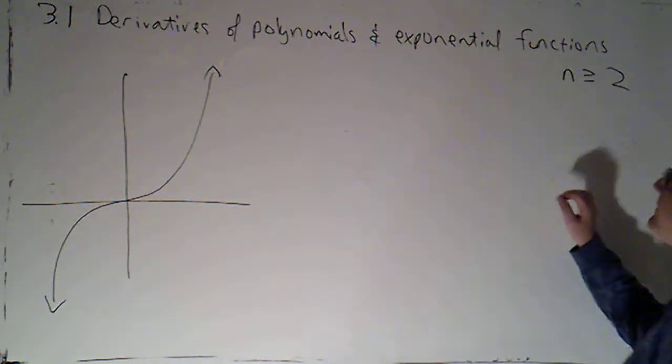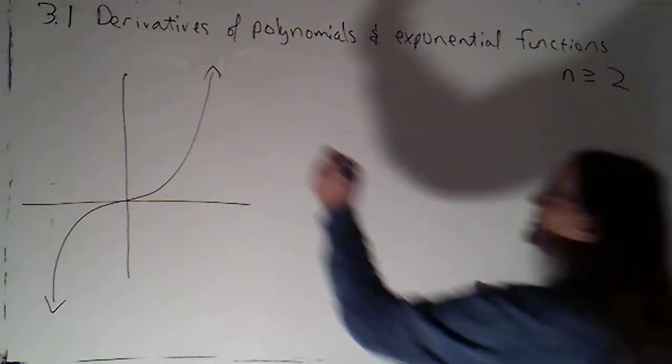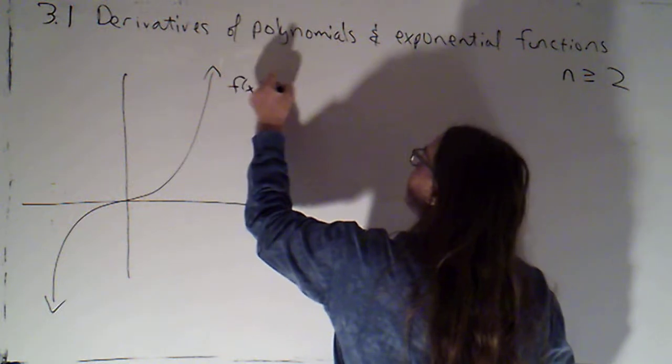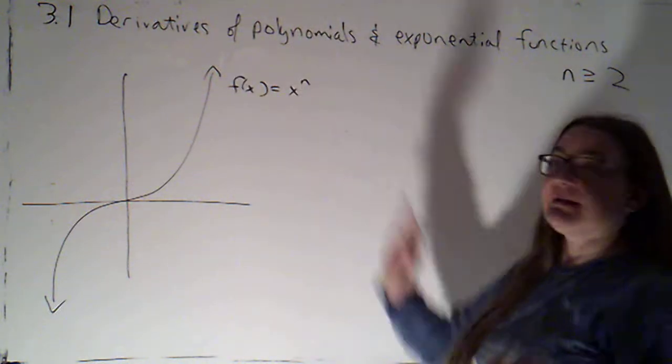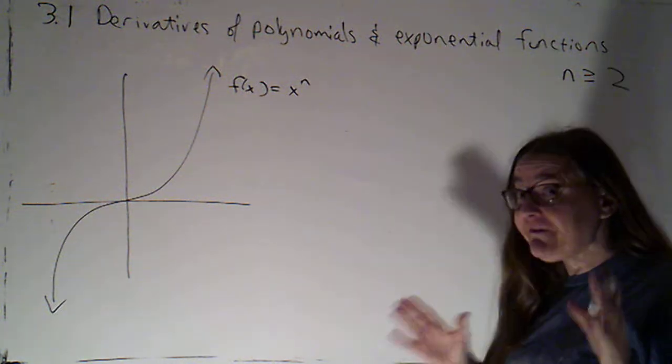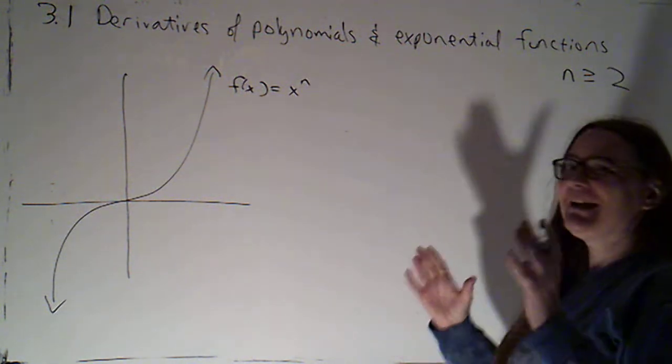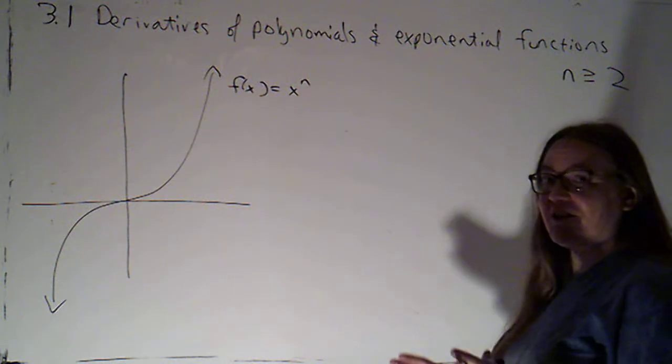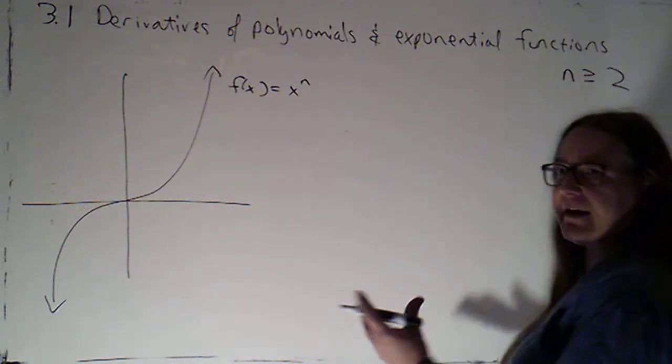but the algebra that we're going to do is just going to take advantage of the fact that my function is f of x equals x to the n, where n is a positive integer that's 2 or bigger. Again, the definition of a power function includes the linear function y equals x to the first, but we already know that derivative.